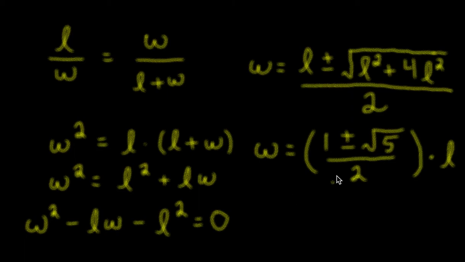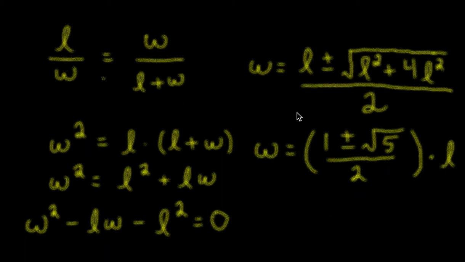Now I told you that there's actually two values coming from a quadratic equation which has two solutions. But notice that if we subtract the square root of 5 from 1, that's going to give us a negative value. The square root of 5 is bigger than 2. So we want to take the positive value.